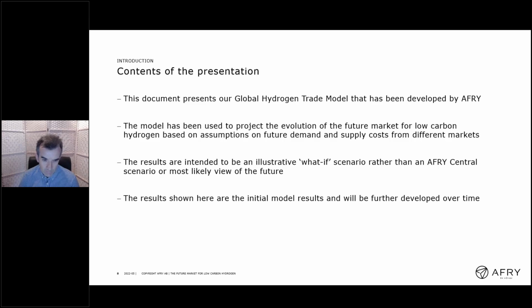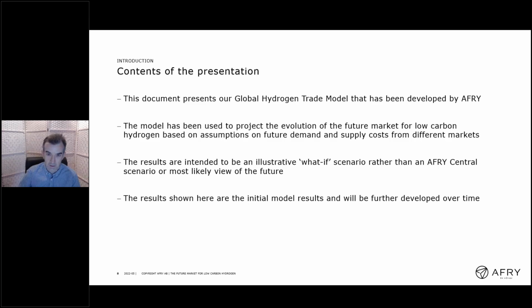Just a few points on the model and on this presentation. So it's a fundamentals model, and we're looking at the future demand for low carbon hydrogen and the future costs in different markets, and trying to optimize and find the least cost way of meeting future demand.